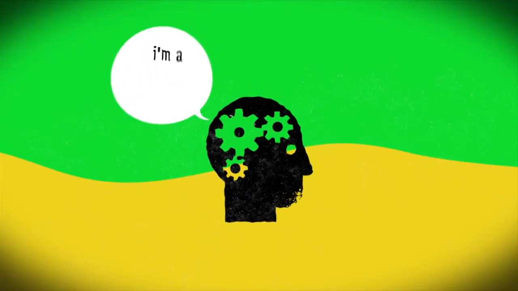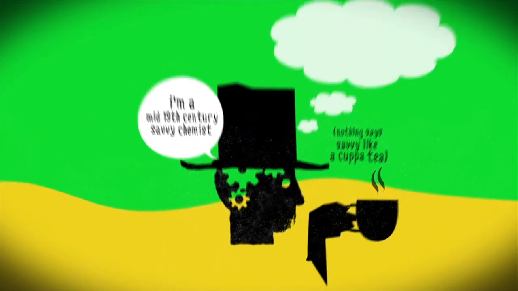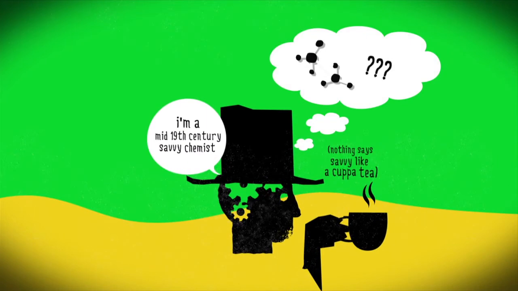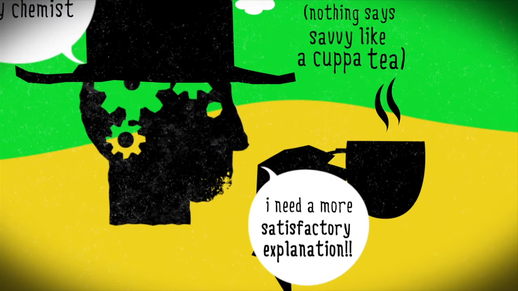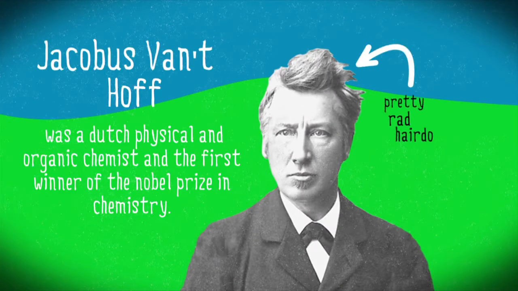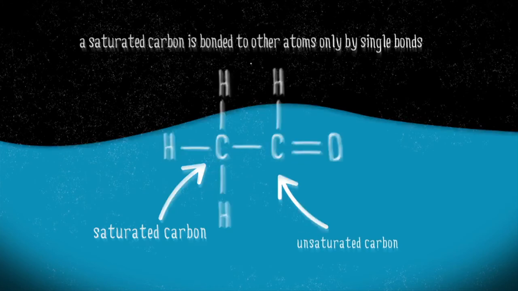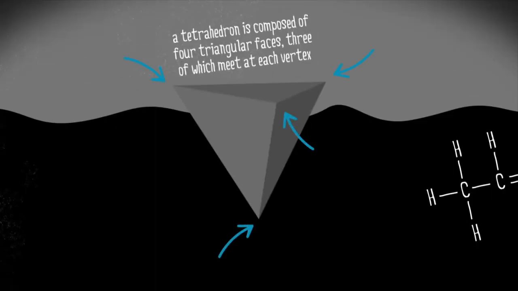It was clear to savvy chemists of the mid-19th century that these flat representations couldn't explain many of their observations, but chemical theory hadn't provided a satisfactory explanation for the three-dimensional structures of molecules. In 1874, the chemist Van 't Hoff published a remarkable hypothesis. The four bonds of a saturated carbon atom point to the corners of a tetrahedron.